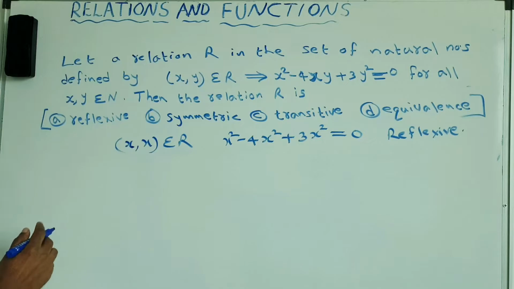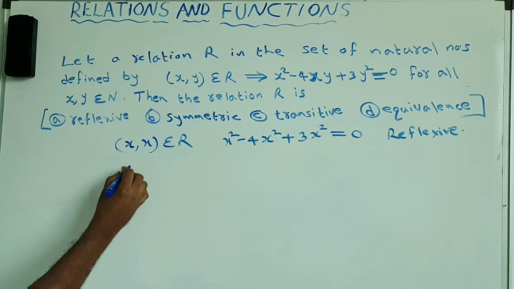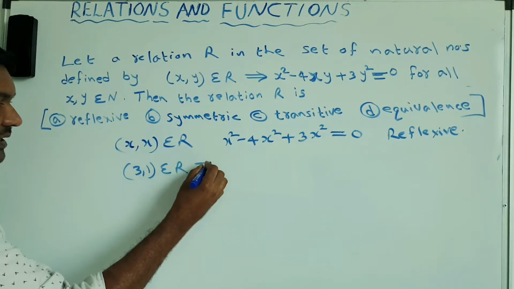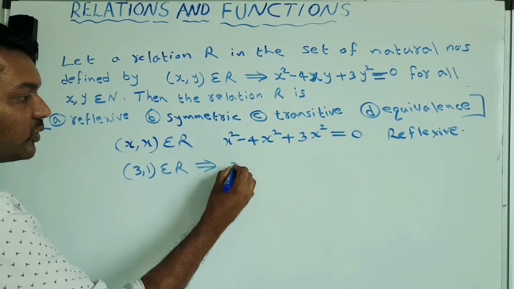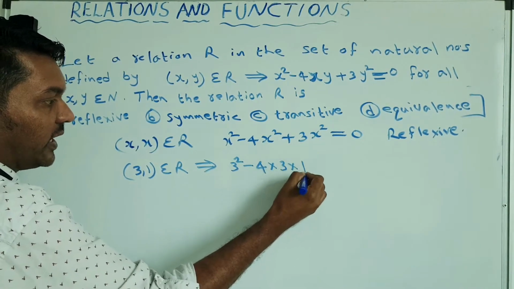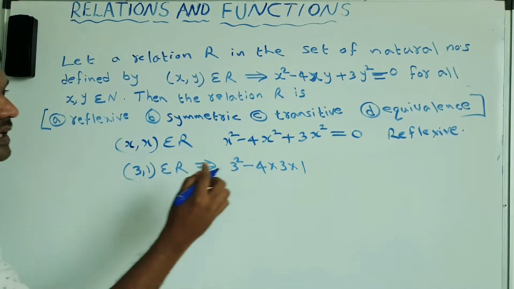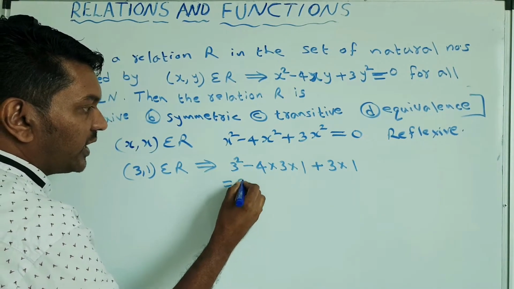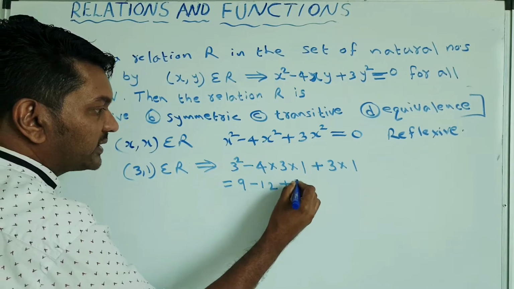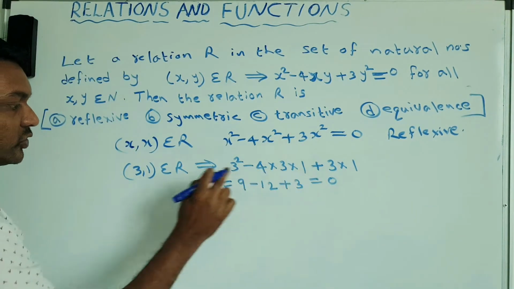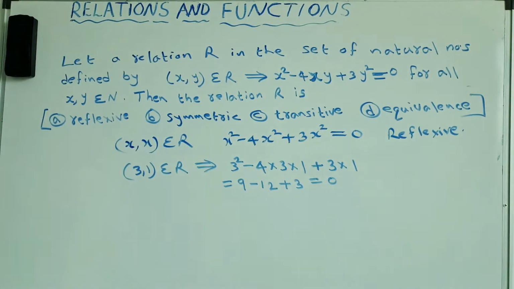Now we will check whether this is a symmetric relation or not. I am taking an example. I am checking whether (3, 1) belongs to R. 3 square minus 4 into 3 into 1, putting x as 3 and y as 1, plus 3 into y square, 3 into 1. So 9 minus 12 plus 3. So 12 minus 12, 0. You are getting 0. So (3, 1) is an element of R.